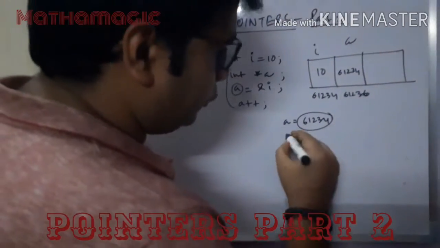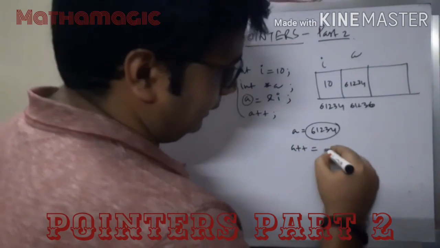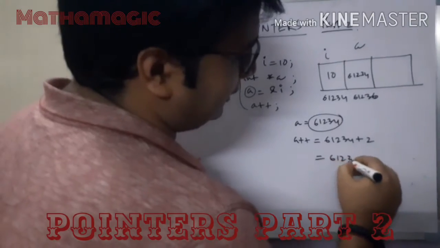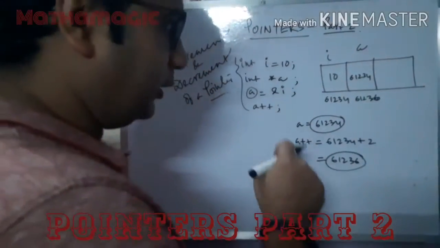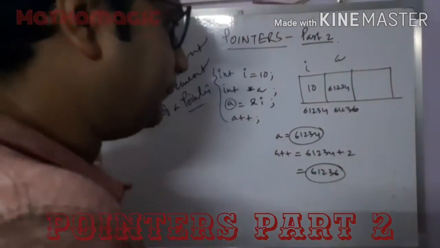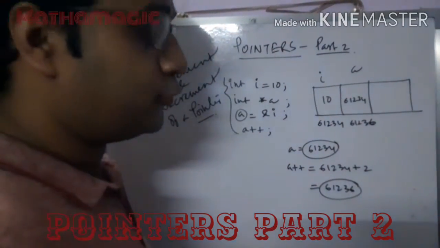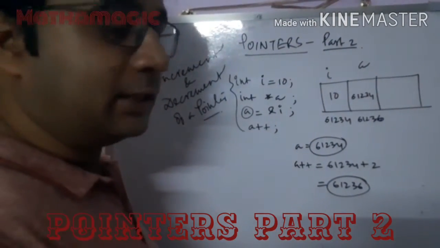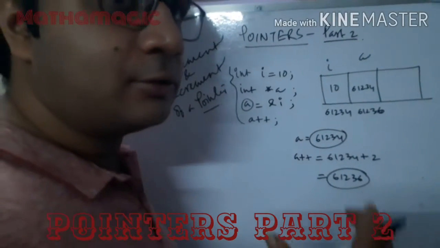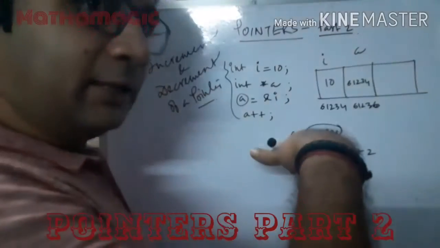That means if a equals 61234, and we do a++, then it will be 61234 plus 2, so it will be 61236. This is how it works, because a pointer is a type of variable which stores the address of an integer. So the pointer variable always deals with an address. There is no question of any value in it. The value is also an address of another variable.